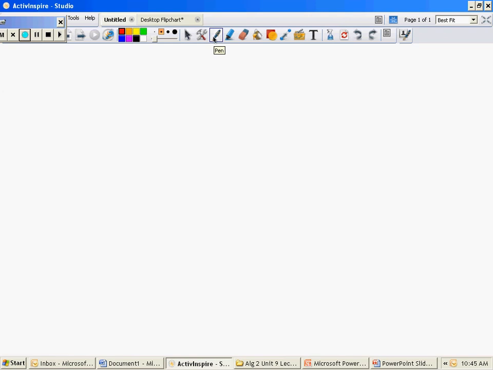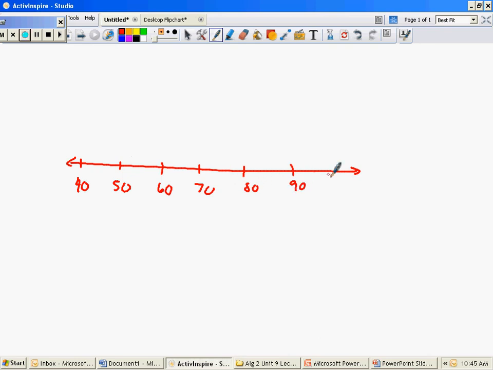My numbers go from what? The low number is 42? 42 to 93. So I'm going to just go by tens. I'm going to start with 40, 50, 60, 70, 80, 90, 100. All right, so what's the minimum number? 42. My minimum number is 42.